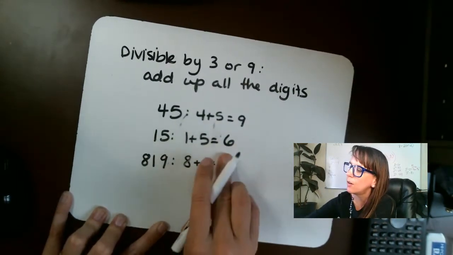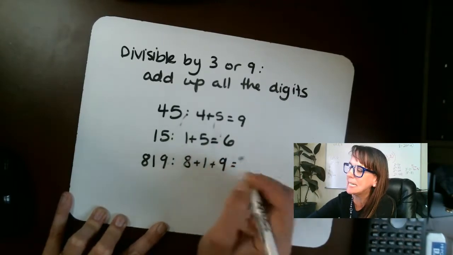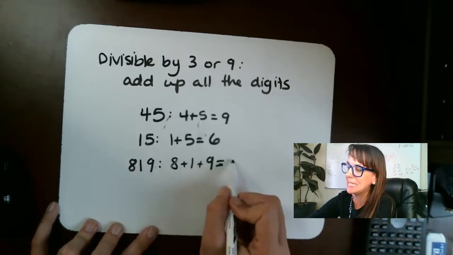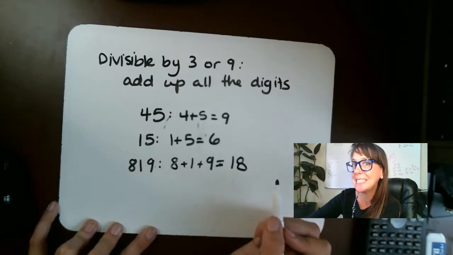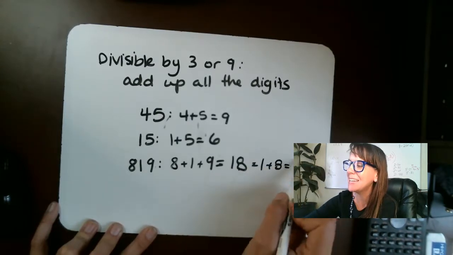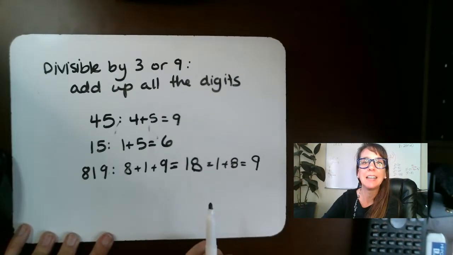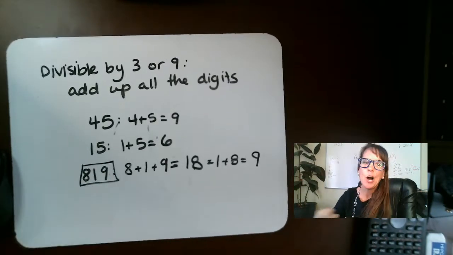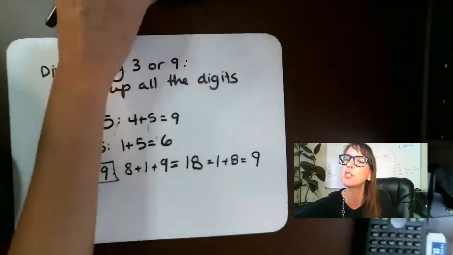Okay, so we got 819, 819. 8 plus 1 is 9, 9 and 9 is 18. Keep breaking it down, okay? 1 plus 8 is 9. Does 9 go into 9? Yes, so therefore 9 is going to go into this number here. Hopefully that makes sense. If you have any questions, make sure to let me know.